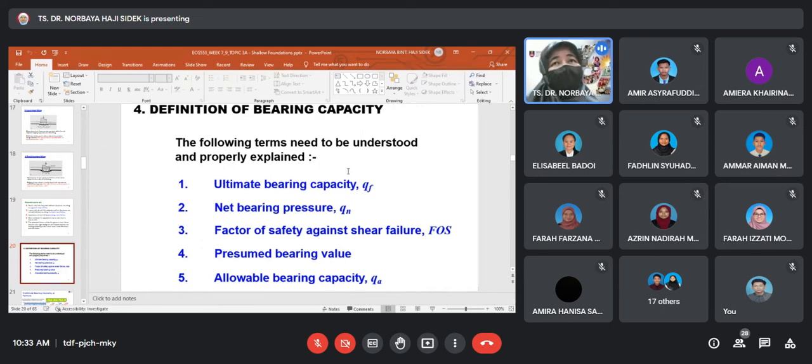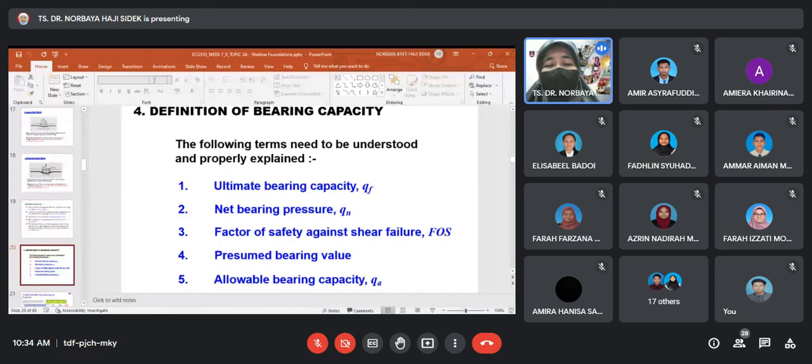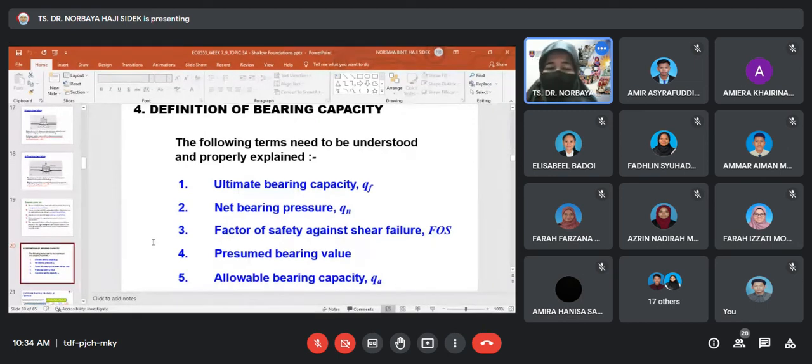Previously, I'm not talking about the ODL, for the face-to-face class, this is quite a popular theoretical question in the final exam. It is just to assess whether the student really understands the definition of each term in the bearing capacity. For example, we have the Qf, ultimate bearing capacity. We have the Qn. Still remember, class, the Qn? As we saw in our previous lecture. What is Qn, class?